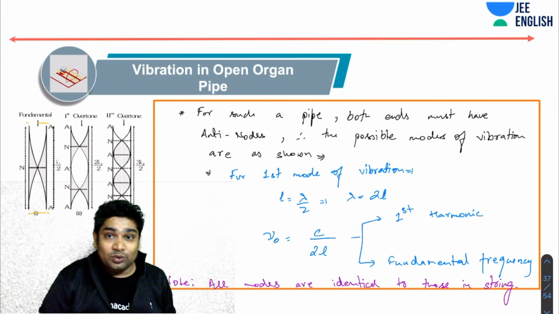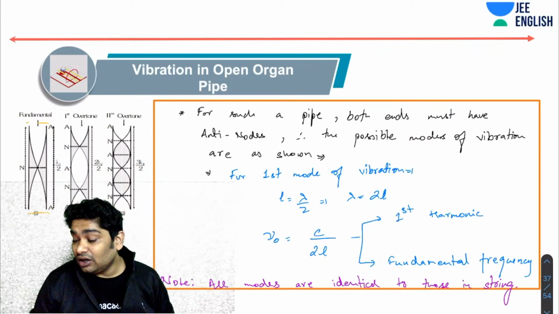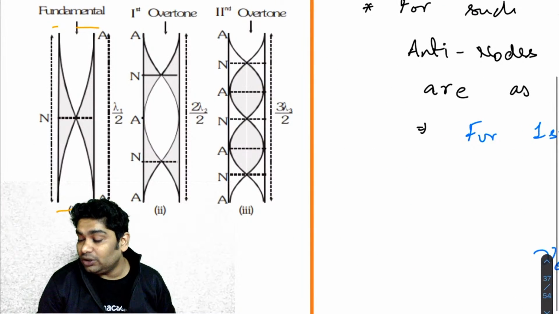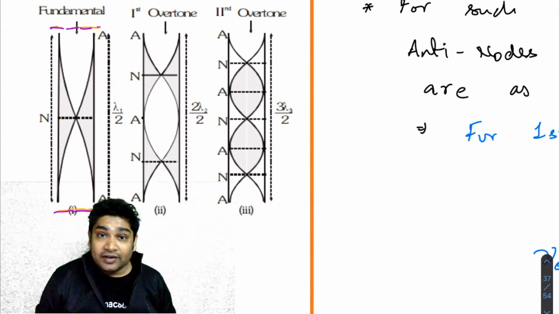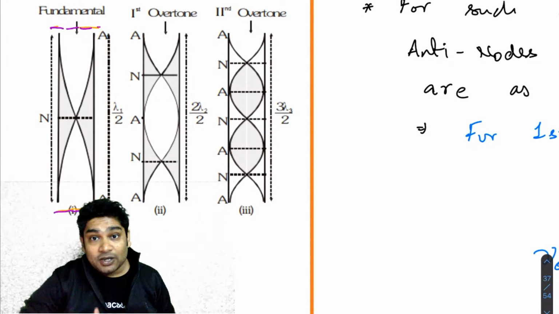Now, one thing you must realize, if you are supposed to consider end correction, now here the end correction will happen on both the ends. So if the end correction is to be considered, then you will replace L everywhere by L plus 2E.